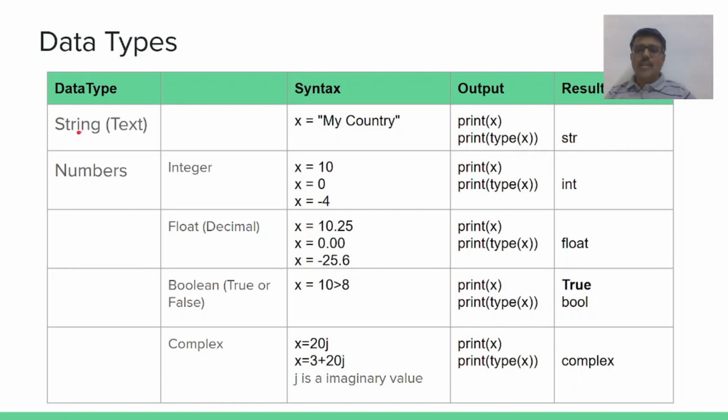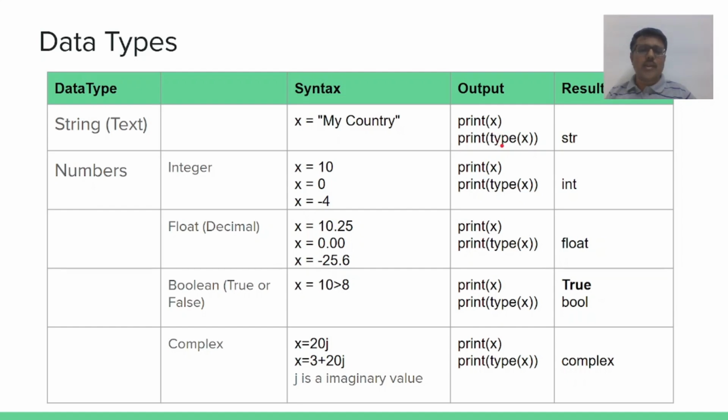So let's look at this example here. Typically with a string, for example, you have a variable called x, and then you are assigning the value my country. That's what you are doing here. Then you print x. So when you print the value of x, it will give you the value my country, and then print the type of x.